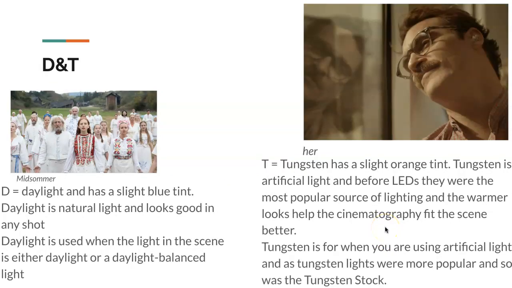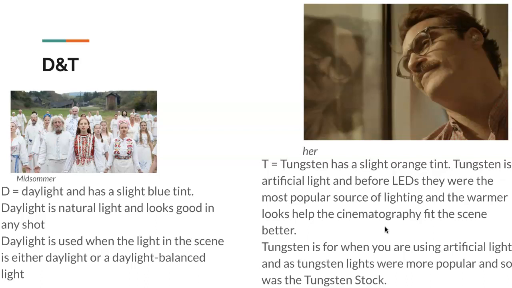D and T. D, which stands for daylight, has a slight blue tint. Daylight is natural light and looks good in any shot, and it's used when the light in the scene is either daylight or a daylight balanced light. And these are different types of film stock that they use to have a certain look to the camera.